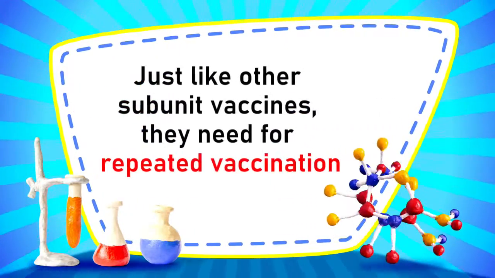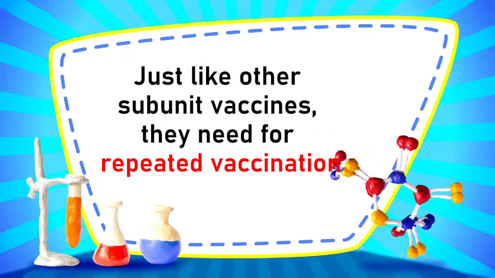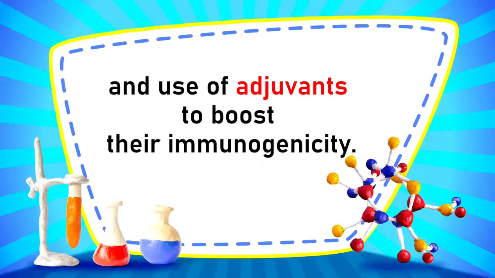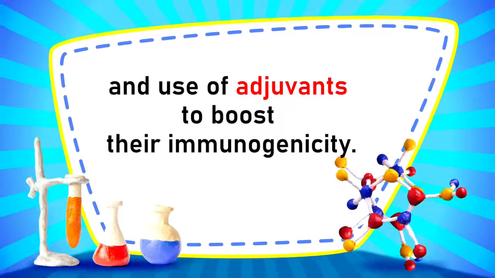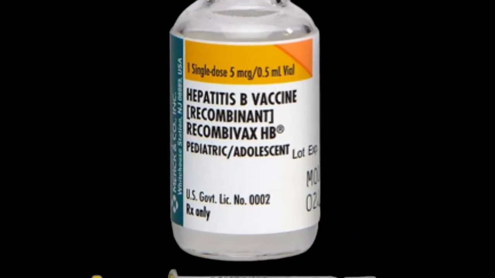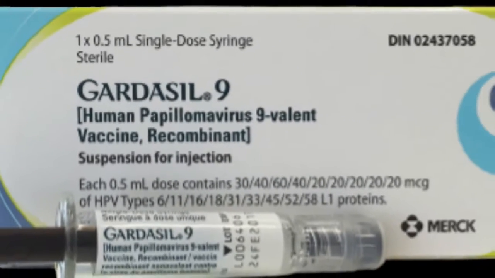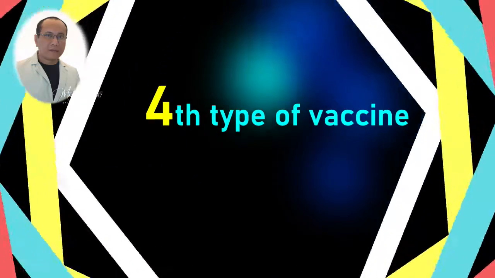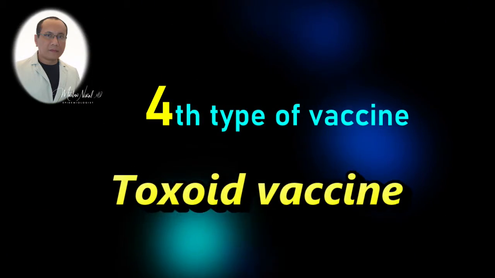Just like other subunit vaccines, they need repeated vaccination and the use of adjuvants to boost their immunogenicity. Examples of recombinant vaccines are hepatitis B vaccine and human papillomavirus vaccine. The fourth type of vaccine is toxoid vaccine.